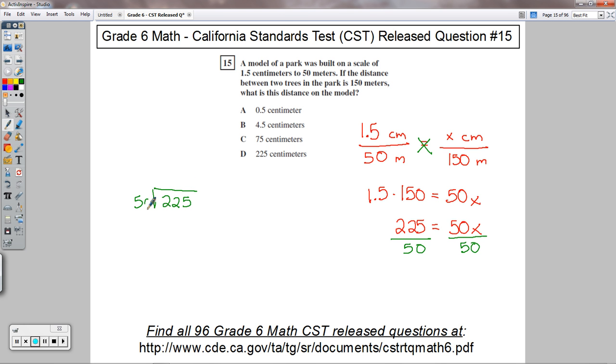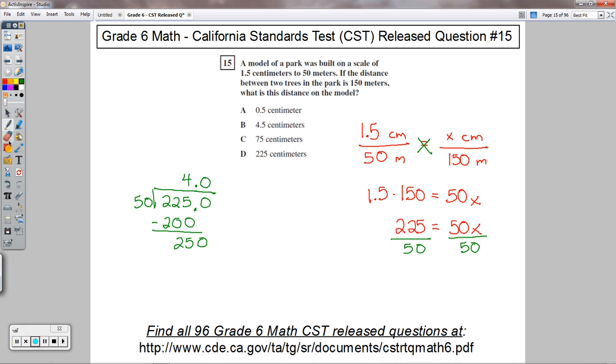225 divided by 50. 50 doesn't go into 2, nor 22. It does go into 225. It goes in there 4 whole times. We'd subtract 4 times 50 is 200. I'm left with 2 and a 5. I could add a decimal here because I'm not done. So 0.0, carry down the 0. And then 50 goes into 250.